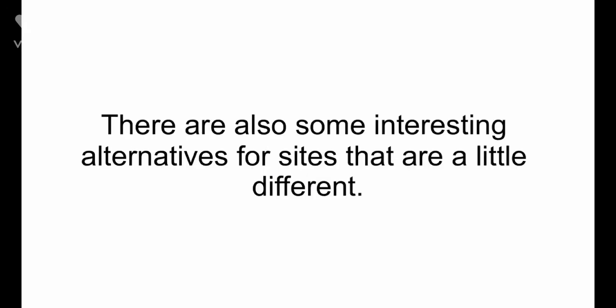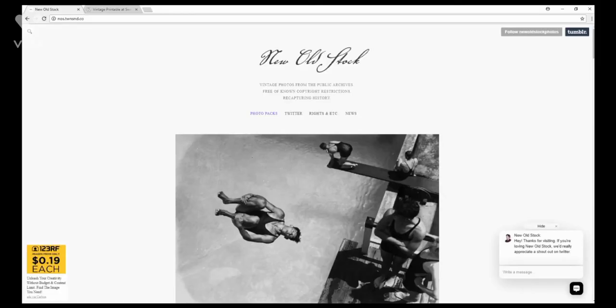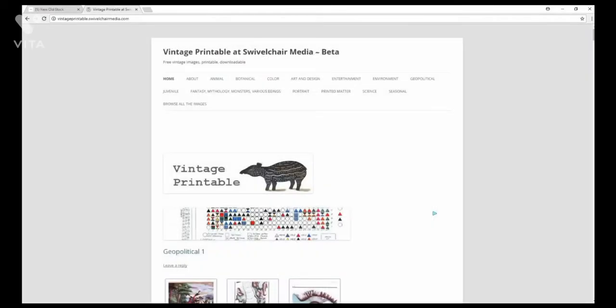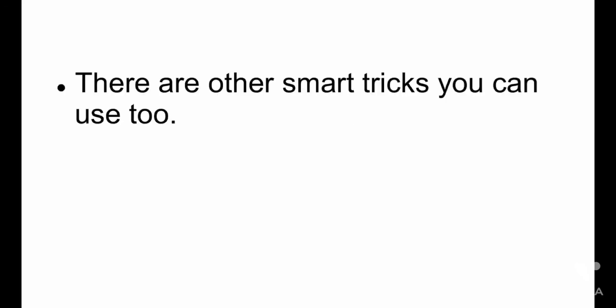There are also some interesting alternatives for sites that are a little different. For instance, New Old Stock is a website that shares old images that no longer have any copyright license attached. These are perfect for retro-themed channels and posts. Similar is Vintage Printable. This is a site that offers a ton of fascinating vintage images within a range of different categories. Smart tricks. There are other smart tricks you can use too.